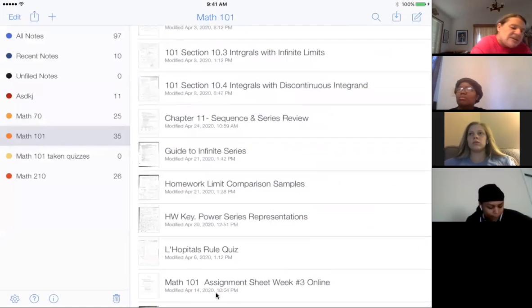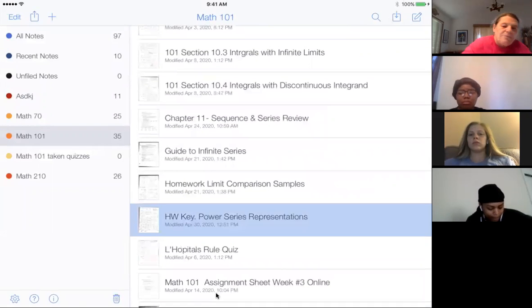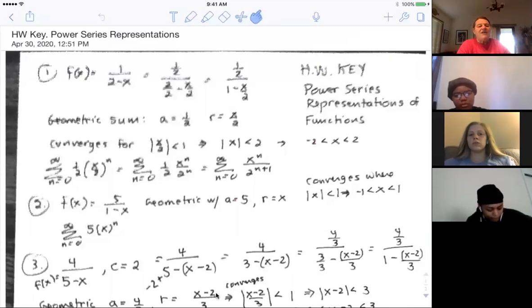Here, it looks like this. It says on it, it's key for power series representations. I just took the ones that I gave you on the homework, and for some reason it didn't scan in very well. But I looked at what we were looking for, a geometric sum.